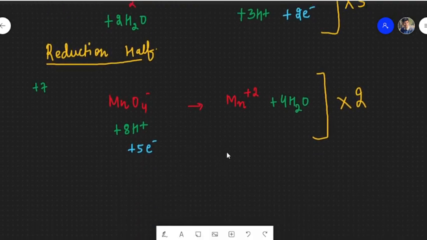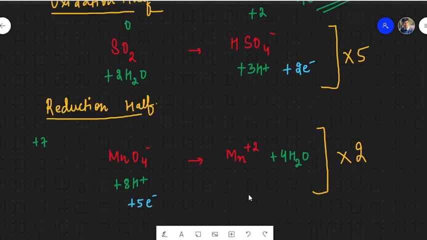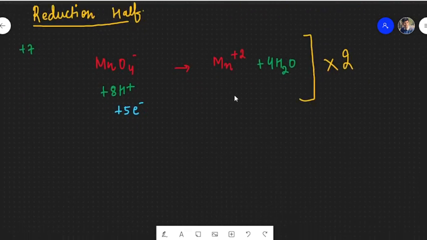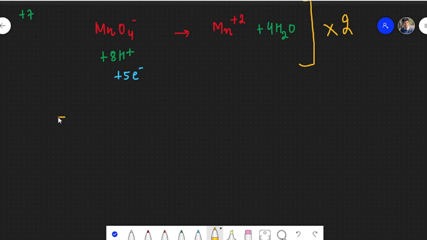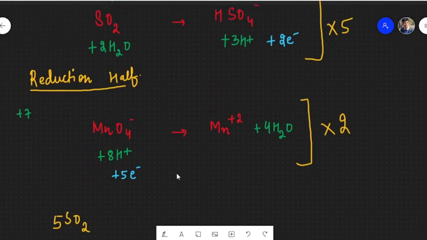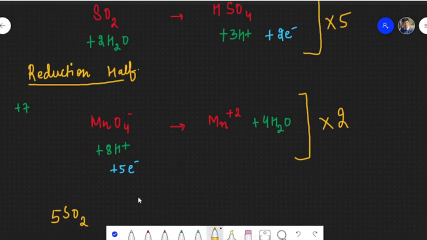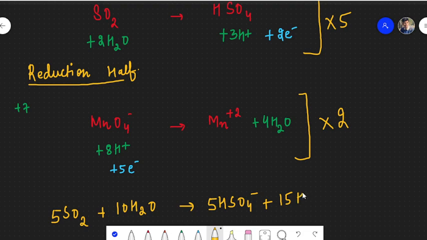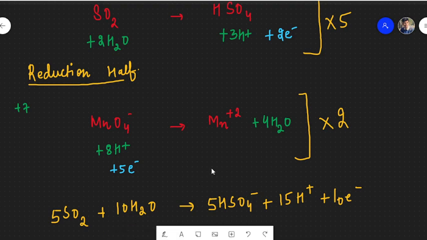And add these two also. Currently I am writing the oxidation half multiplied by 5, so I will get 5SO2 plus 10H2O gives 5HSO4 negative and 15H positive and 10 electrons. This I will get after the multiplication.